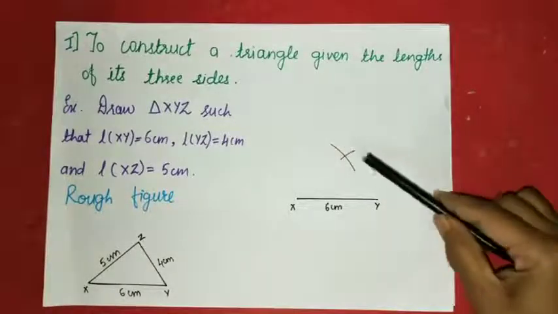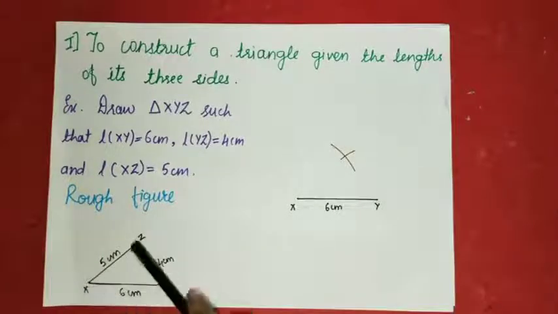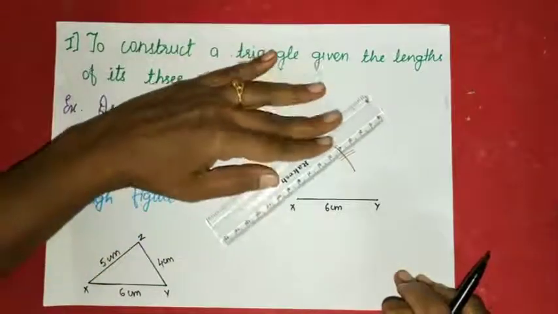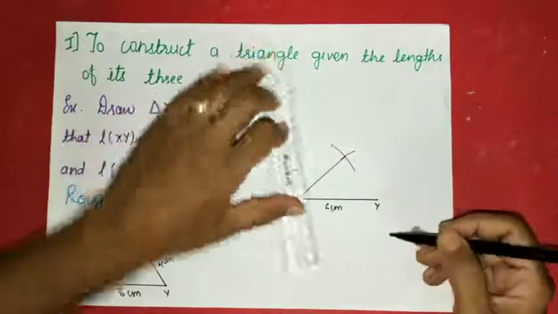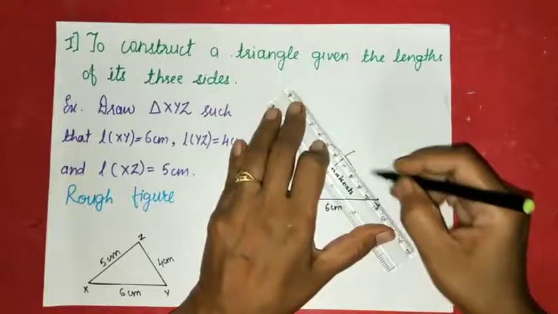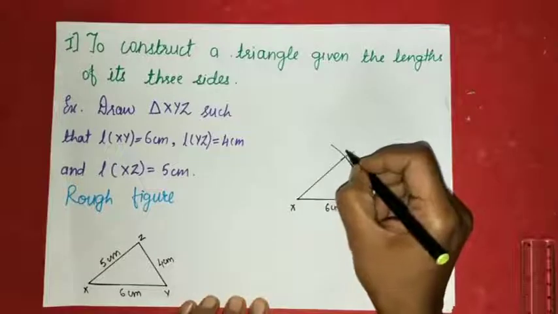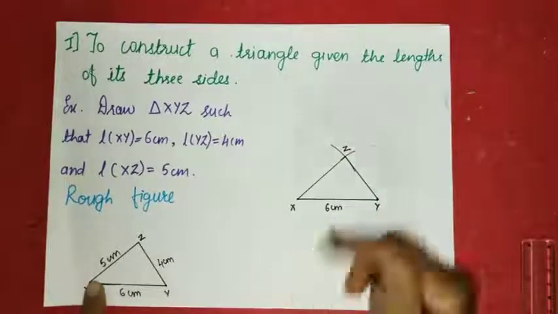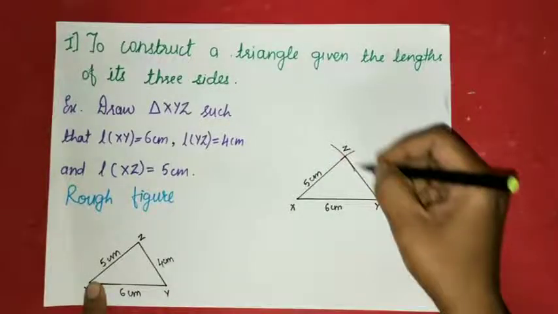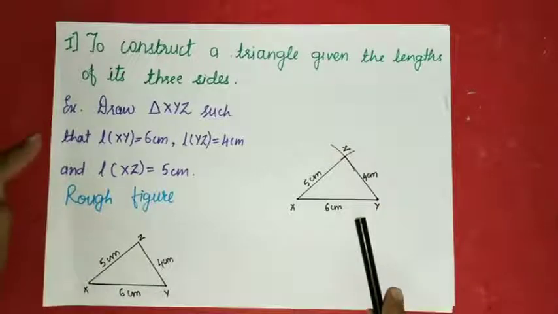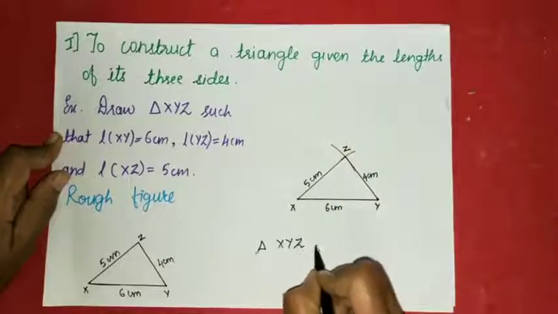Now if you join this intersecting point with vertex X as well as with vertex Y, you will get a triangle. Now hold the ruler like this. Now from X up to this intersecting point and from Y up to the intersecting point, you will get a triangle. Now give the name this vertex as Z. Now we know segment XZ is 5 cm, so we will write it here. Now this is the required triangle given in the example. So we will write here triangle XYZ is the required triangle.